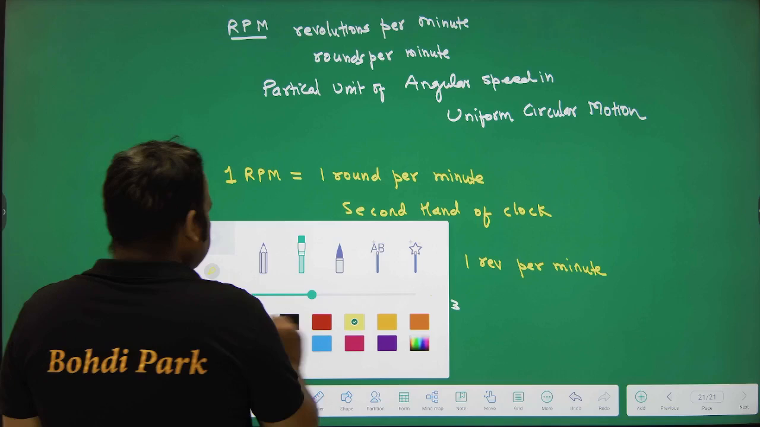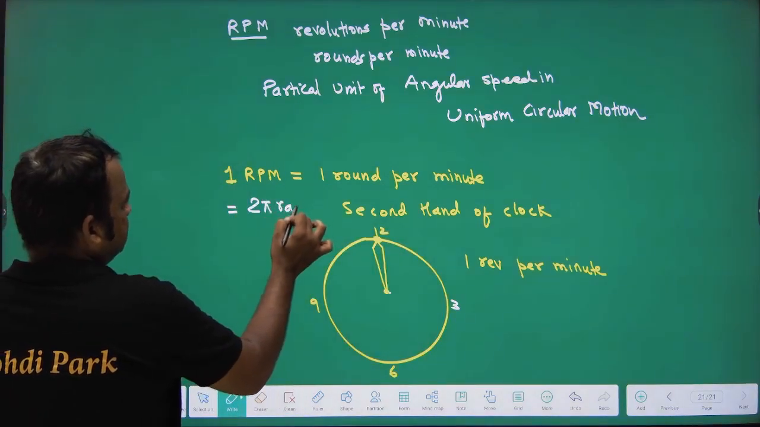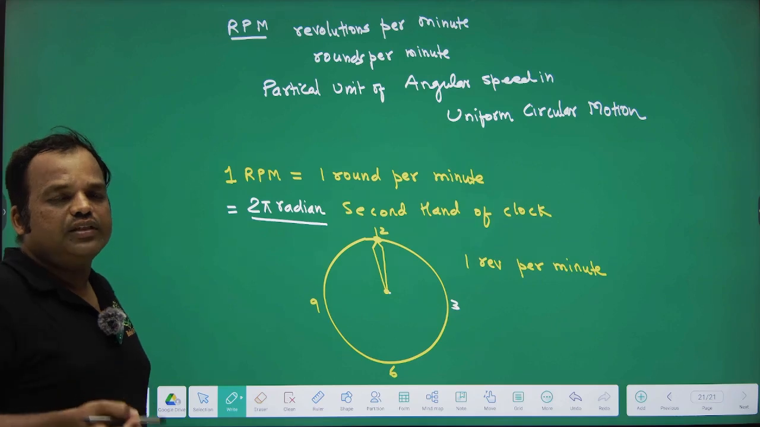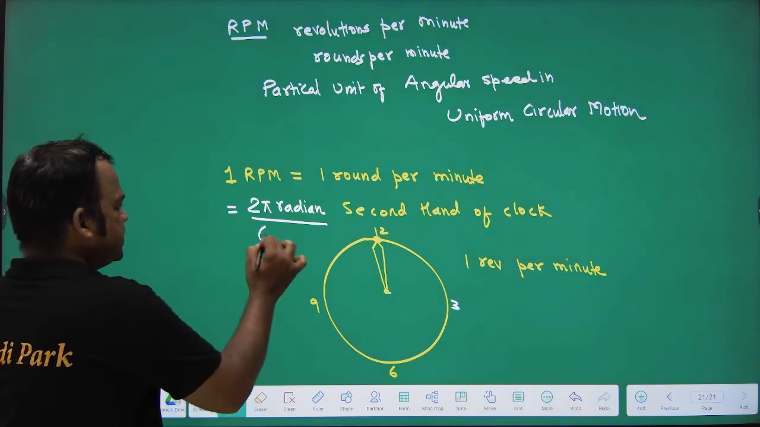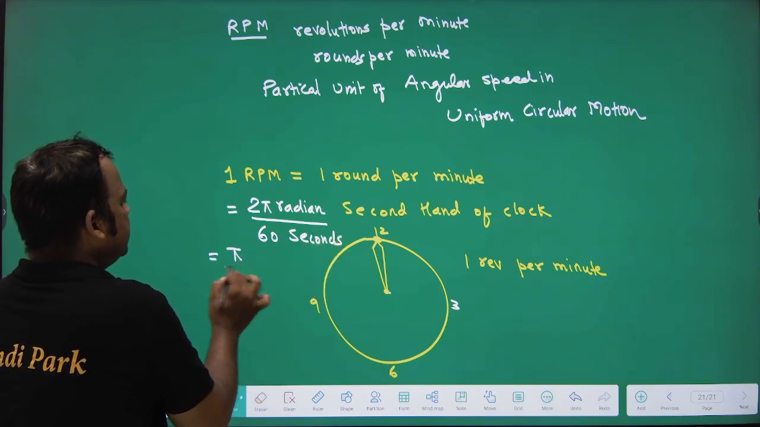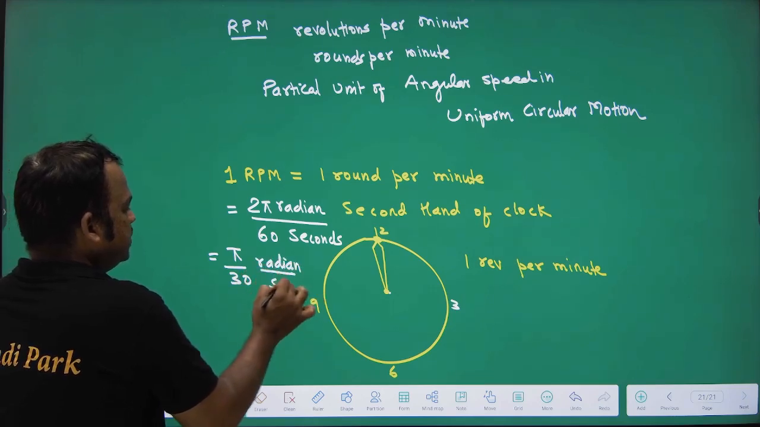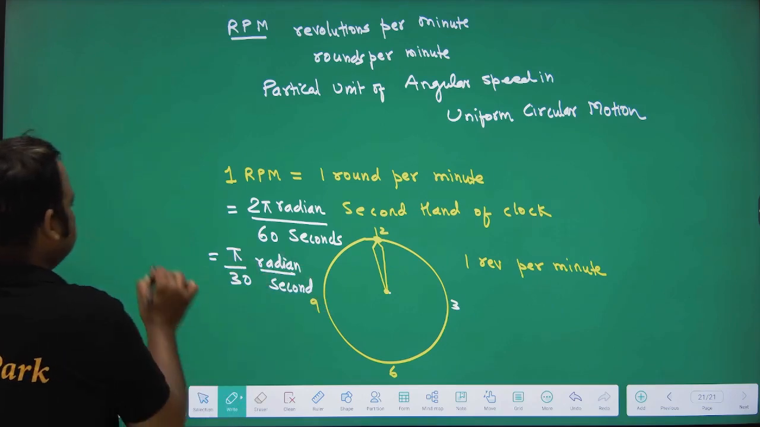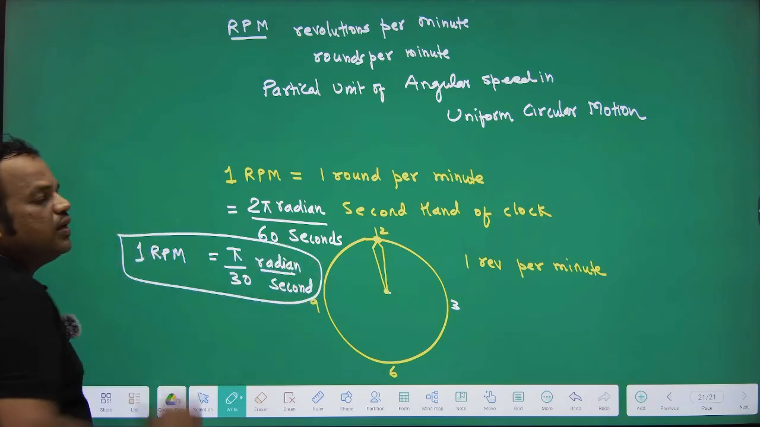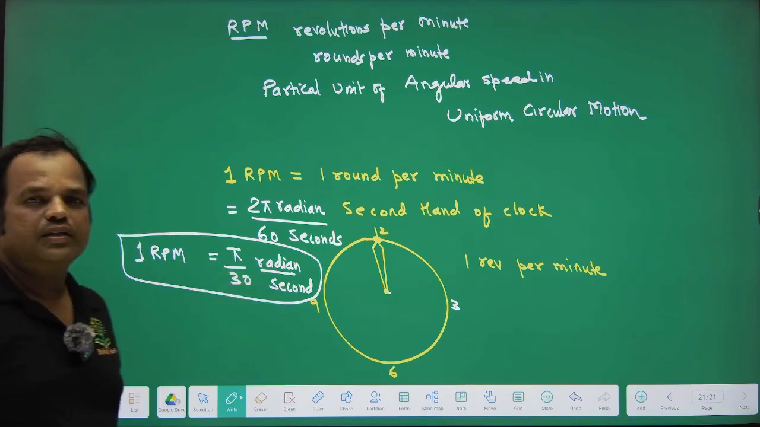So how much angle has it covered? In radian, the angle will be 2 pi radian, and the time taken is 1 minute. 1 minute in seconds is 60 seconds. So we have it as pi by 30 radian per second. 1 rpm is equal to pi by 30 radian per second.